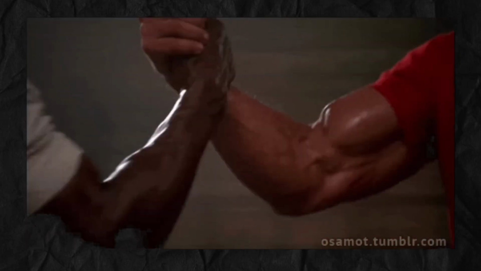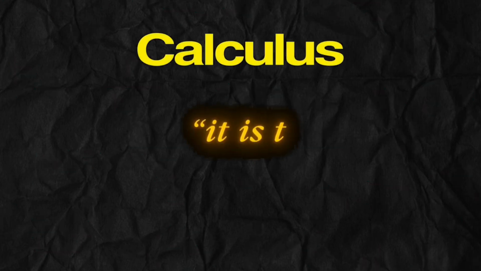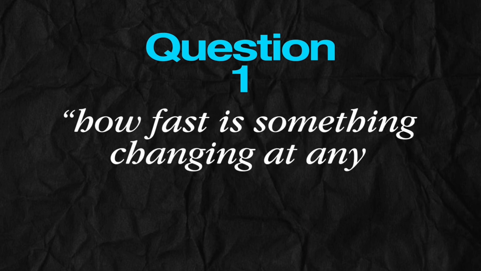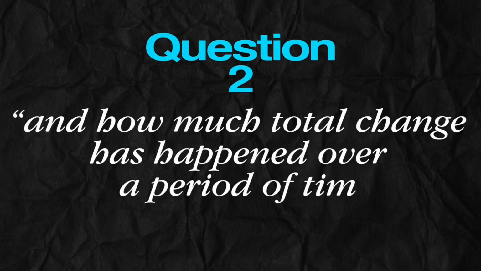This is the important part. Calculus is built on everything we have covered. It is the math of change. Specifically, it answers two questions. How fast is something changing at any given moment? And how much total change has happened over a period of time? The first question is answered by derivatives.